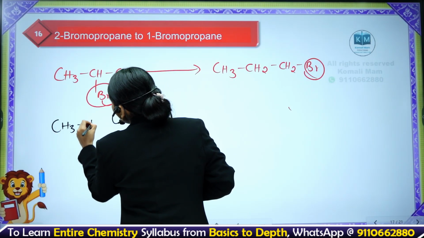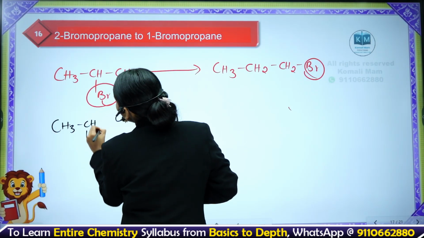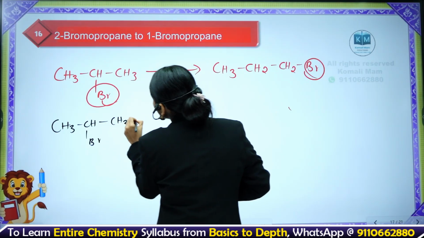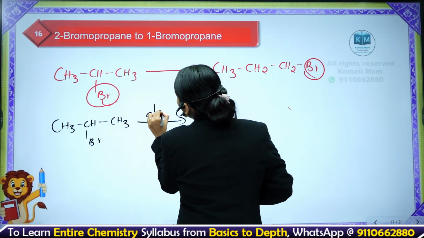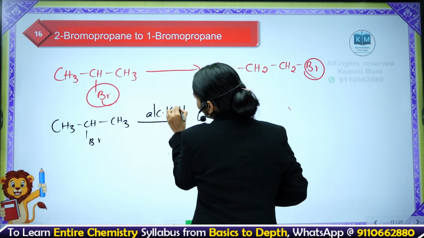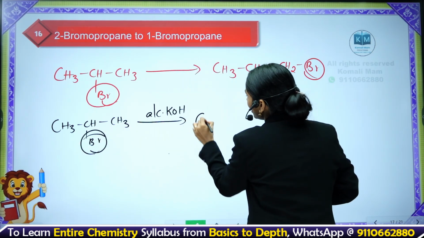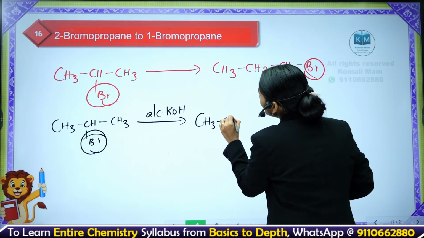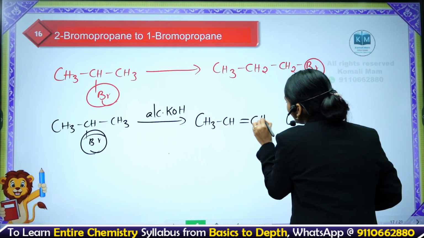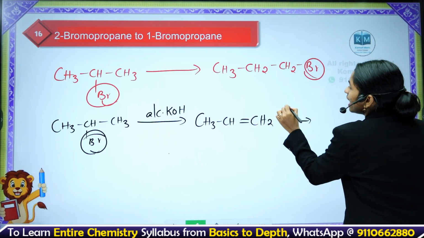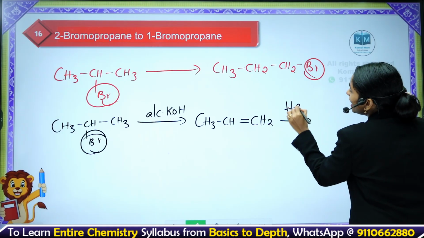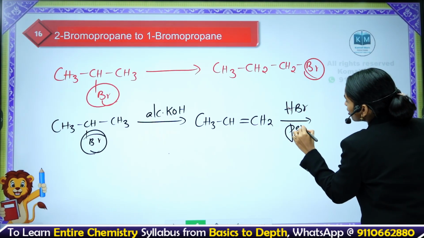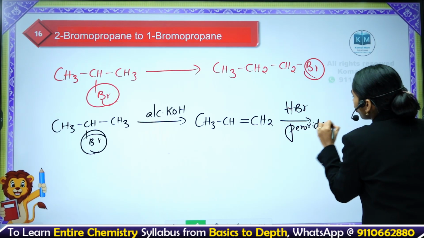CH3, CH, Br, CH3. What should you use now? Alcoholic KOH you use, then Br and this H both go out, you will be getting propene. Then what should you use? HBr, you add in the presence of peroxides. What is the rule it is following?